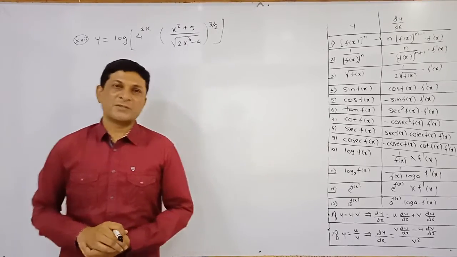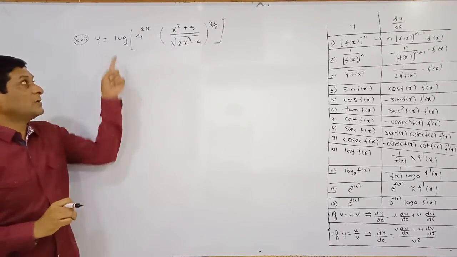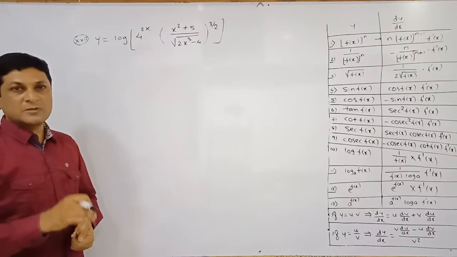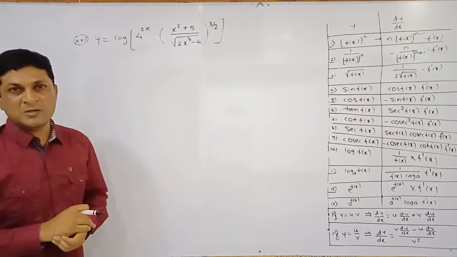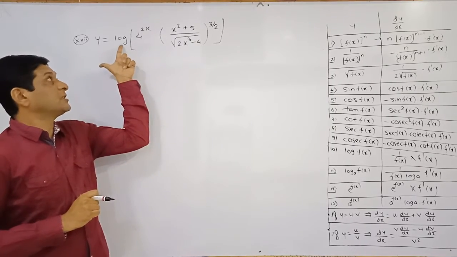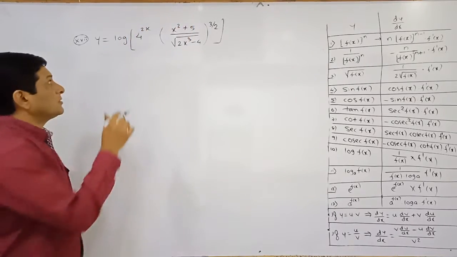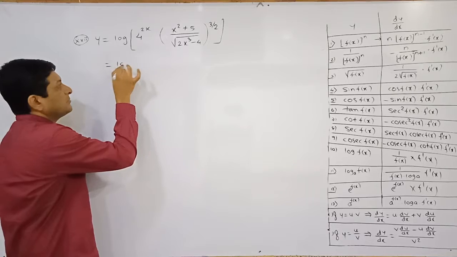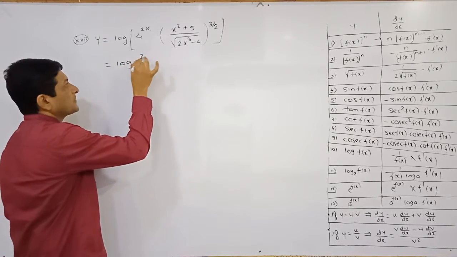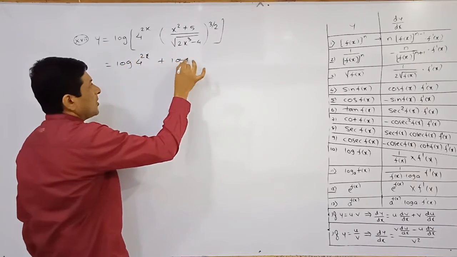So now observe the next function. The next function is also what? A logarithmic function. So first we are trying to simplify it by applying the laws of logarithm. Observe the term is in the form of log a into b. So we know that log a into b can be written as log a plus log b.